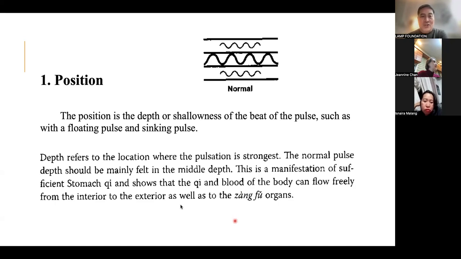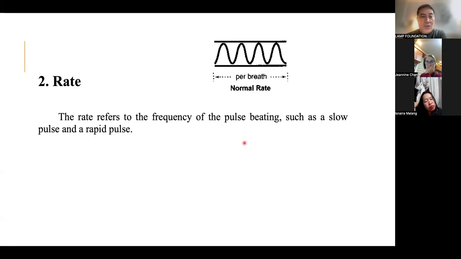So that's the position. Next element is the rate. This refers to the frequency of the pulse beating. So we have such a thing as slow pulse and rapid pulse. How do we quantify it? The normal pulse rate should be 4 to 5 beats per respiratory cycle, which is one breath of the practitioner. But again, I don't think this is very reliable.